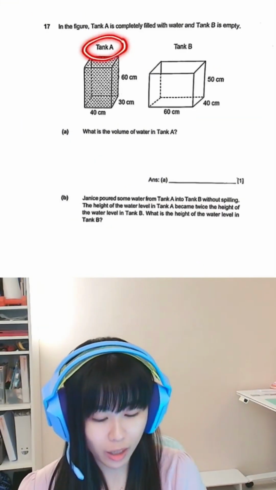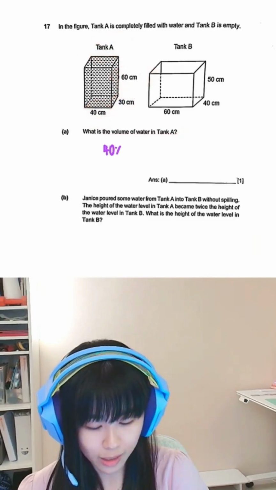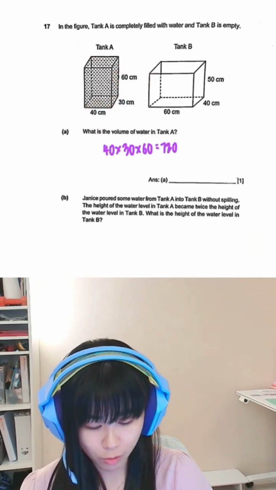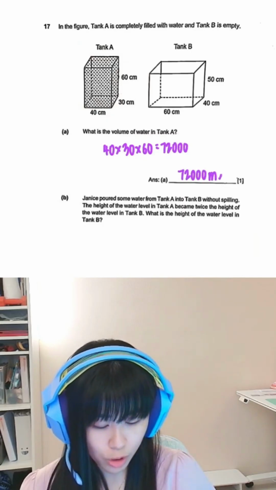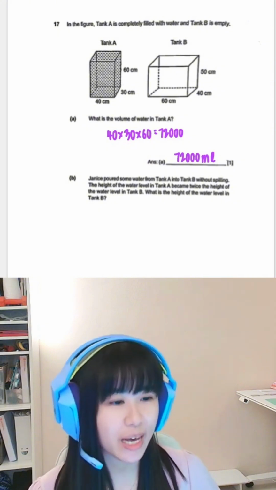Part A, to find the volume of water in A is length times breadth times height. 40 times 30 times 60. Okay, part A is 72000 cm cube. But usually for water I like to use ml. Cm cube is usually for solids. Yes, it's 15 cm. 15 cm.